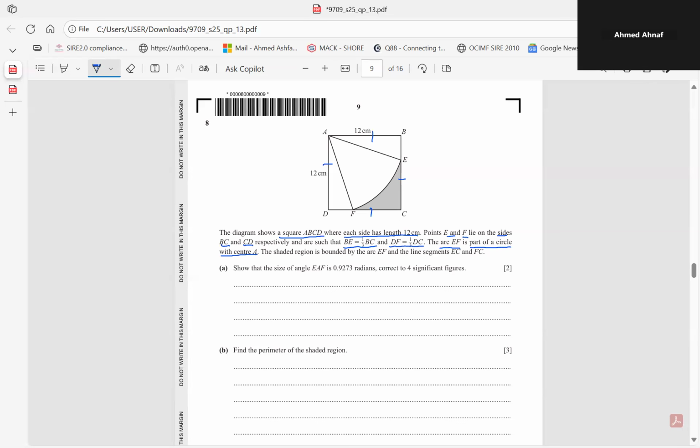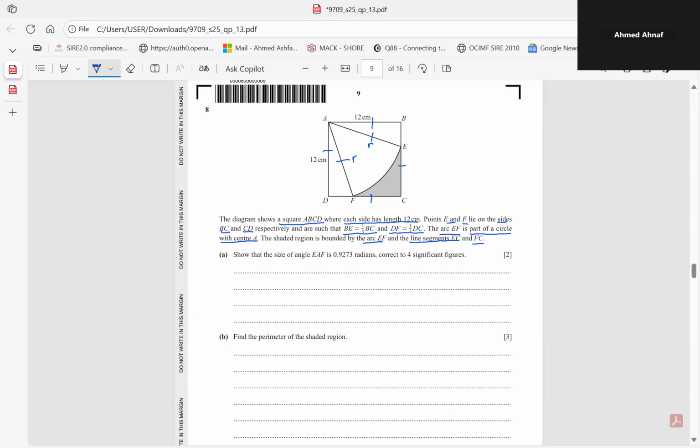Okay, so this is the radius of the circle, AE and AF, and the shaded region is bounded by the arc AF and the line segments EC and FC. And for the first part, we're going to have to show that the size of the angle EAF, so this angle, we'll call it theta, is equal to 0.9273 radians, correct to 4 SF.